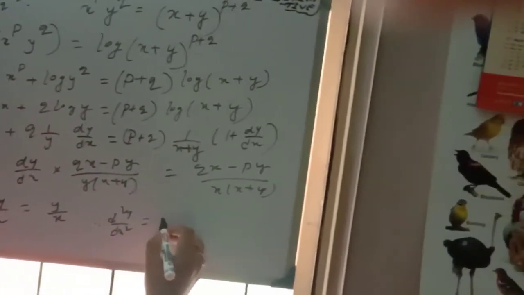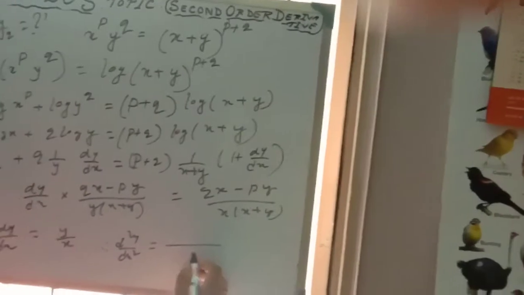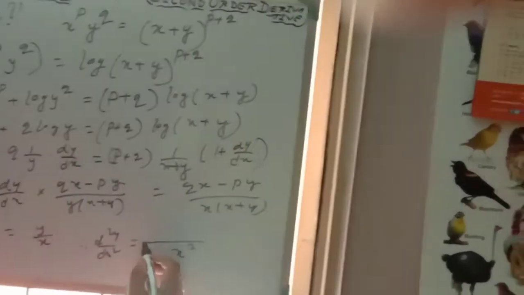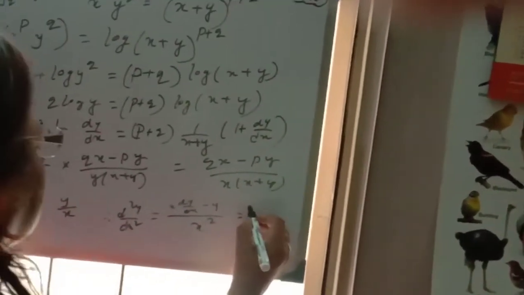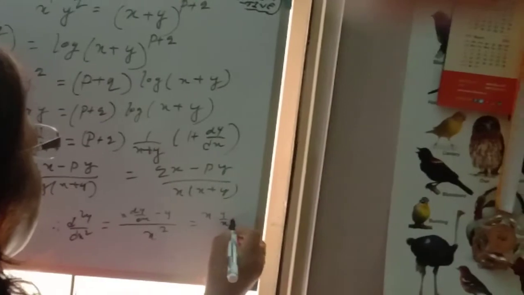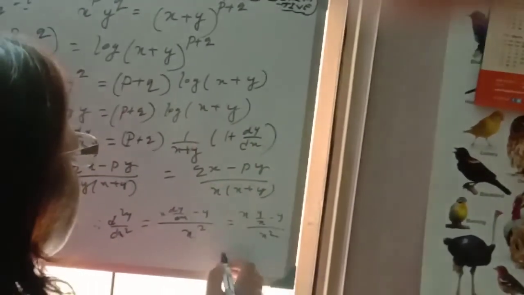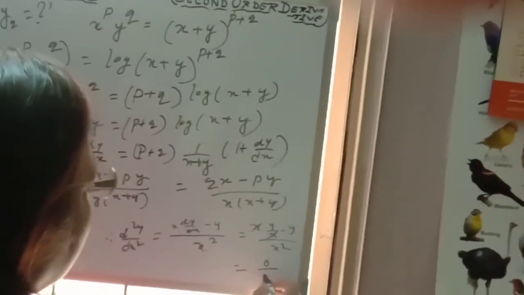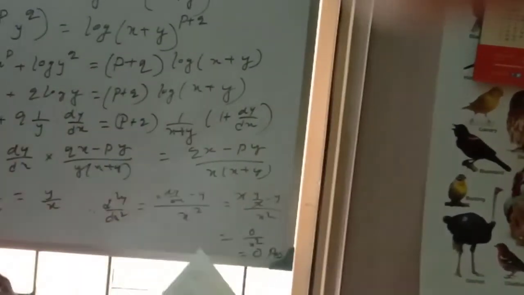Therefore d2y/dx2 will be, here x square, x dy/dx minus y. x dy/dx is y by x, minus y by x square. The x in x cancels, y minus y gives us 0, so 0 by x square is equal to 0. So what is the answer? d2y/dx2 is equal to 0. The second order derivative is coming 0.